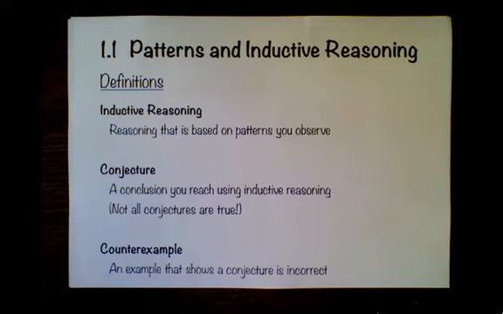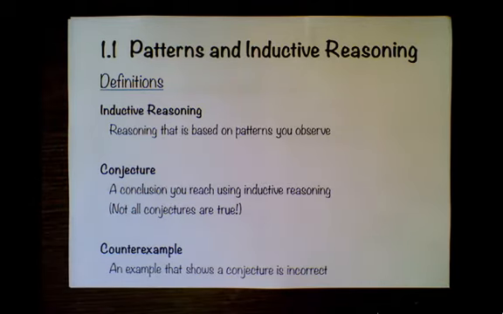Chapter 1, Section 1, Patterns and Inductive Reasoning. So we're going to start with a few definitions. First of all, inductive reasoning is reasoning based on patterns that you observe. A conjecture is a conclusion you reach using inductive reasoning, and not all conjectures are true. A counterexample is an example that shows a conjecture is incorrect.